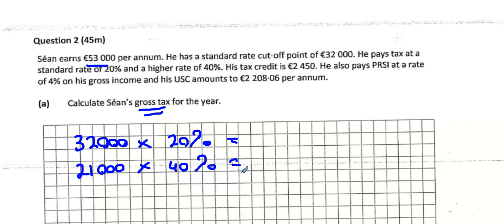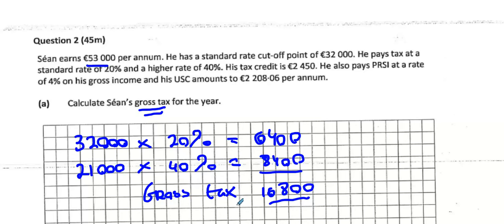Oh, sorry. Here it is. 6,400. 8,400. So that's 16,800. Do I have to take away the tax credit? Nope. This is gross tax. Tax payable is when you take away the tax credit. So you leave it there. You're done. And unfortunately, I could only give 5 out of 10 for anything that wasn't that answer, according to the marking scheme.